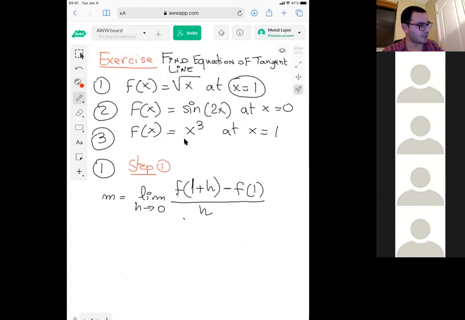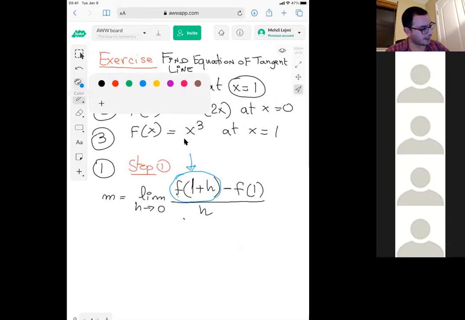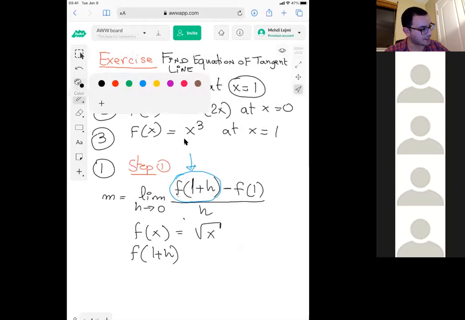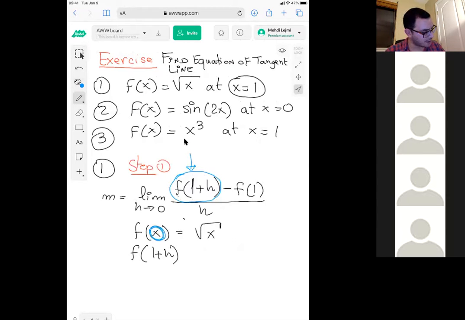Now the problem is, first you need to find f of 1 plus h. So what do you think would be f of 1 plus h? Square root of 1 plus h. Yes, square root of 1 plus h. It's not square root of 1. You see, f of x is square root of x, right? Now you want to compute f of 1 plus h. So instead of this x, you have 1 plus h.